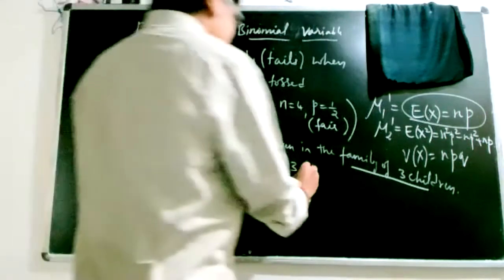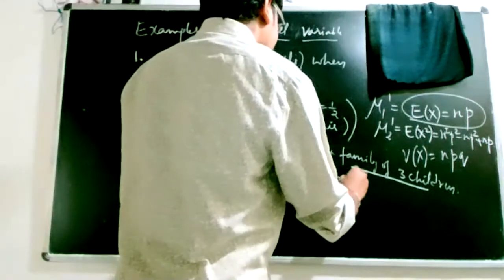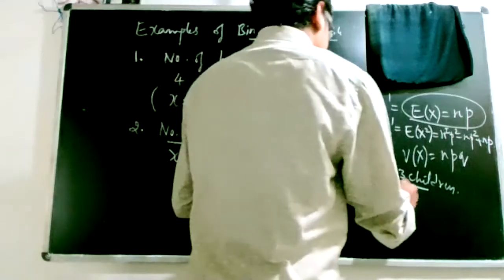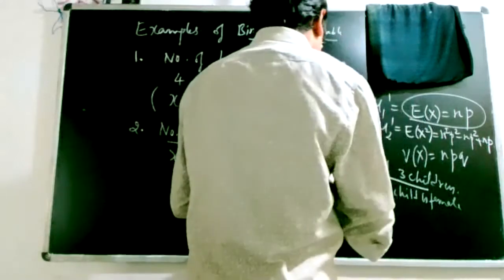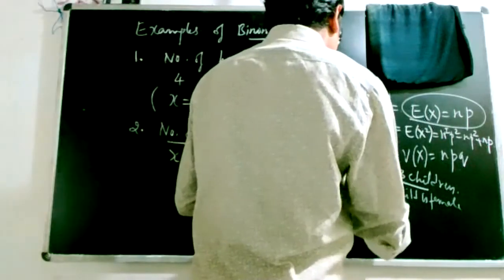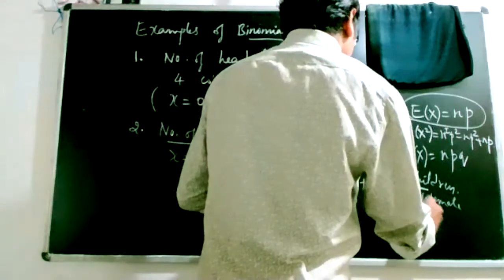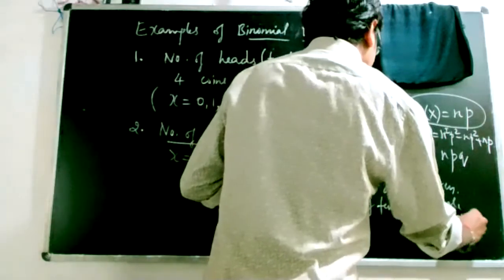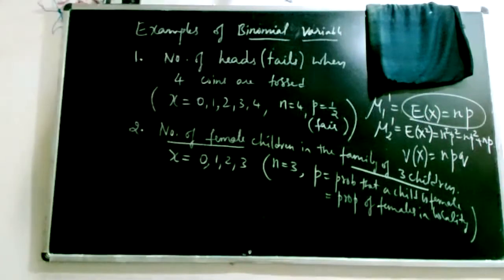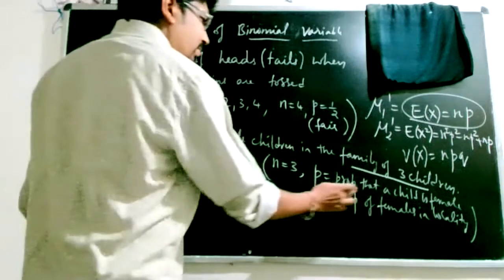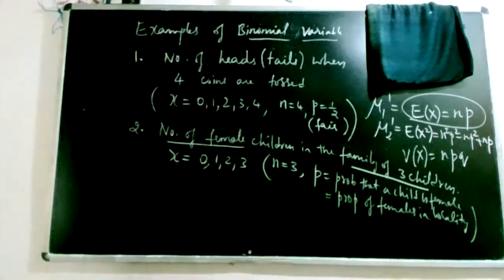Now defining p, you can say p is the probability that a child is female, or you could say proportion of females in that locality, because proportions on a large scale are also defined as probability by using the statistical definition. So you can say p is the probability that a child is female in that locality, in that family, or proportion of females in that particular locality or city.